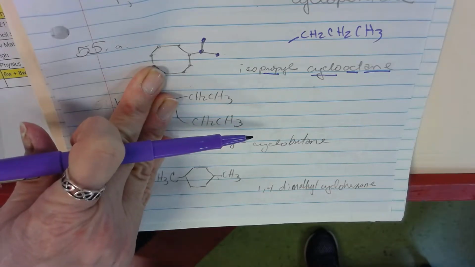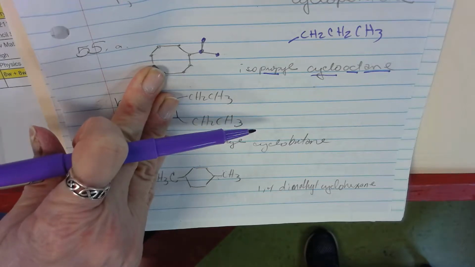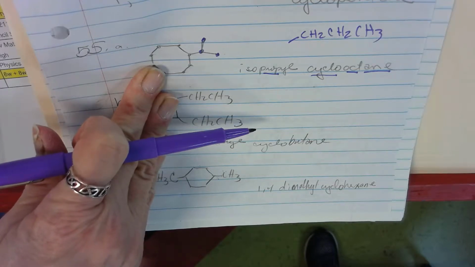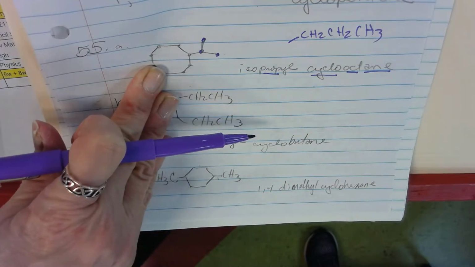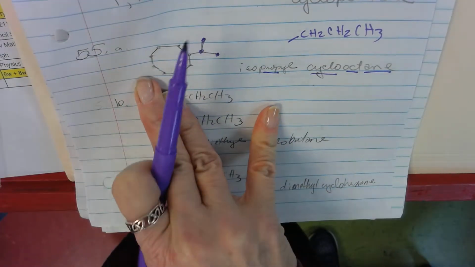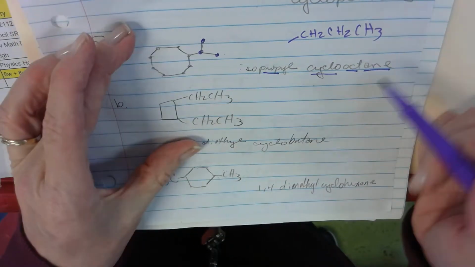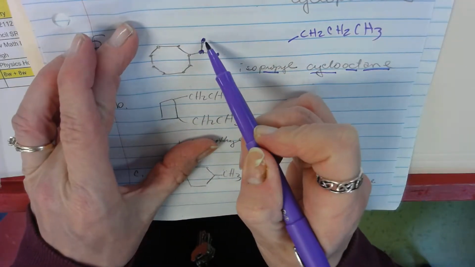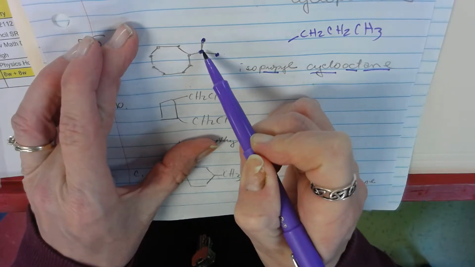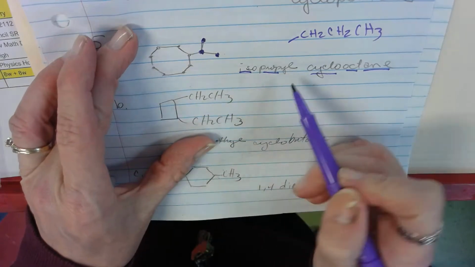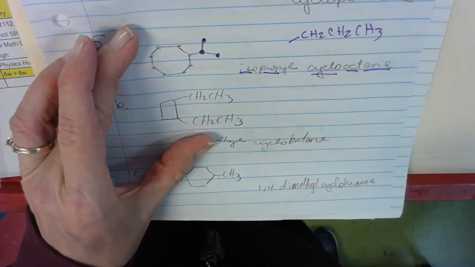It would be probably towards 378. Okay, yeah, and it shows you when to use iso, when to use tert, when to use sec, when to use N. Okay, so because it's in this structure where you've got methyl on either side, you're using isopropyl cyclooctane.